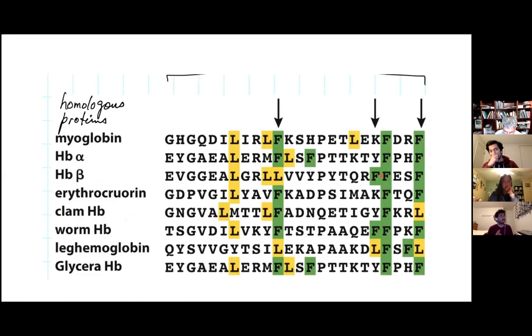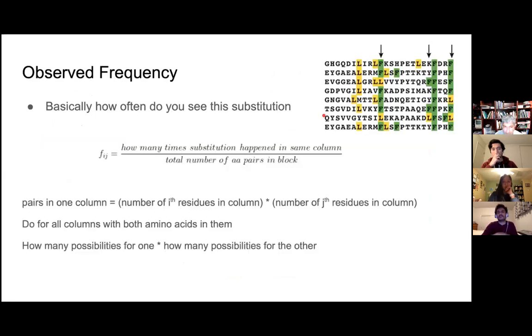I'm going to walk you through an example problem. This is taken from your textbook, so you can also look there. I pulled it completely from there. Here we're looking at the substitution score for phenylalanine and leucine in this block. First we'll calculate the observed frequency, which is the numerator of the likelihood ratio. That's calculated by how many times we see this substitution happen in the same column, divided by the total number of amino acid pairs in a block.